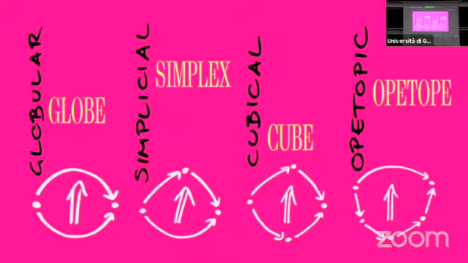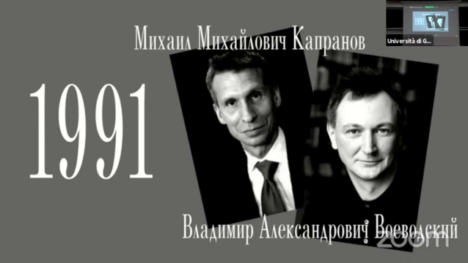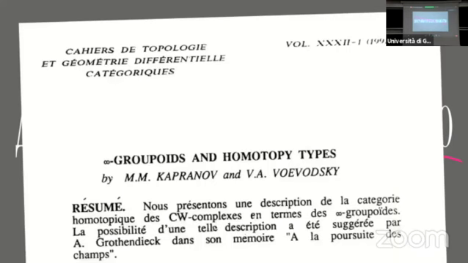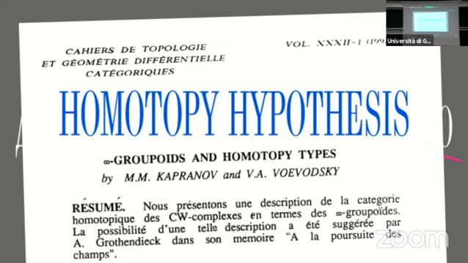In 1991, Mikhail Kapranov and Vladimir Voevodsky, from now on KV, considered a very rich shape category containing globes, simplices, cubes, and many other shapes. Presheaves on this category were called diagrammatic sets. KV's goal was to prove the homotopy hypothesis for a model of higher groupoids based on strict higher categories. Let's call these strict higher groupoids.